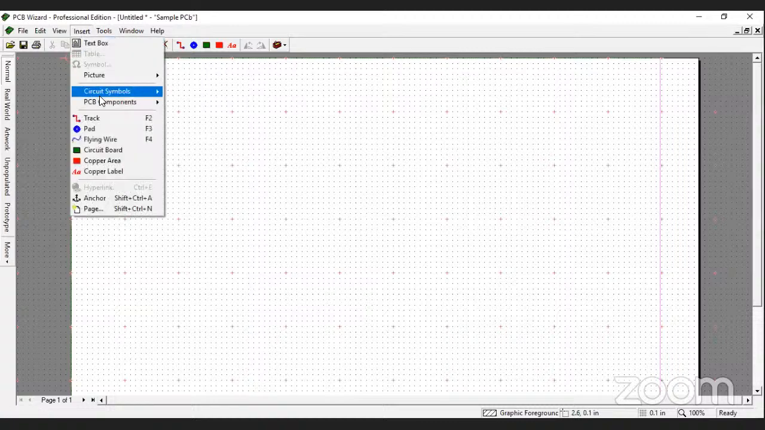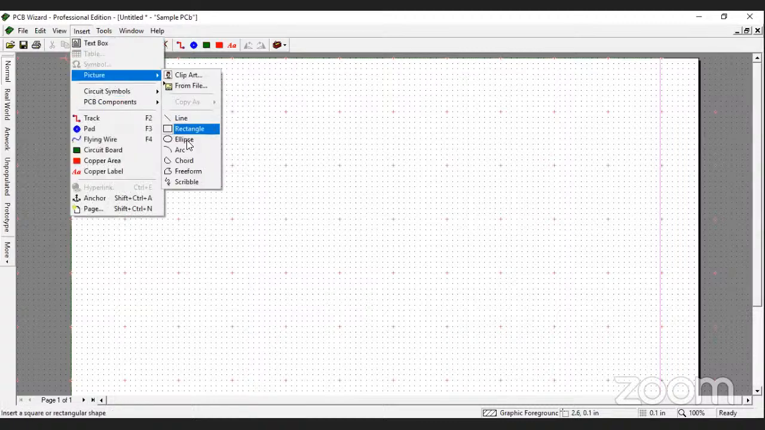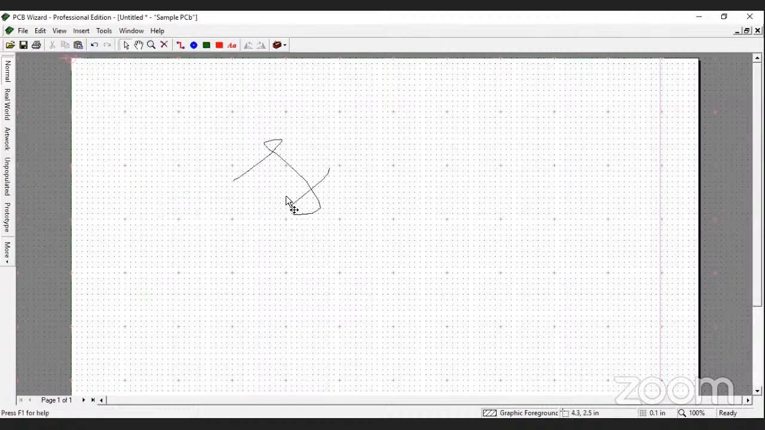Then inside the picture, again another thing is that arc is there, right? Chord is there, freedom is there, and scribble is there. If you wanted to scribble something, let's say I wanted to do something like that, whatever movement of cursor will be happened, that will be carried out as a scribble, right?